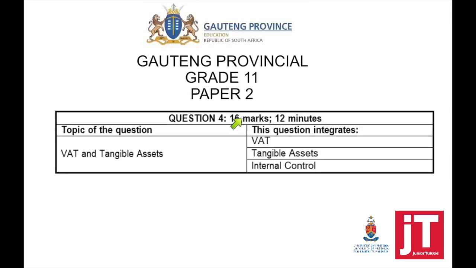This question is allocated 16 marks and you've got 12 minutes to complete it. Again, make sure you stick with the time allocated per question. The topics are VAT and tangible assets. A reminder, tangible assets form part of Paper 1 and Paper 2.